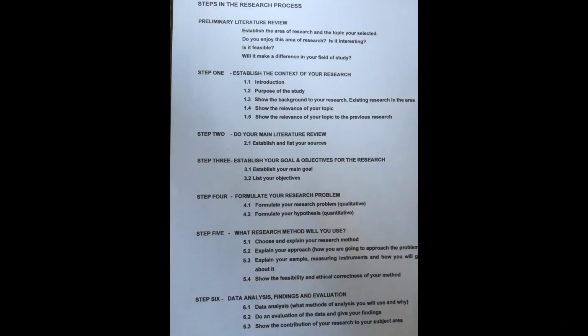Step 2 therefore is your main literature review, in which you're now actually looking for your sources. You're looking for all the previous research that you can find in that area. List your sources, do your extracts from previous research for those that you're going to quote in your research, and then you need to make a list of these as your sources.